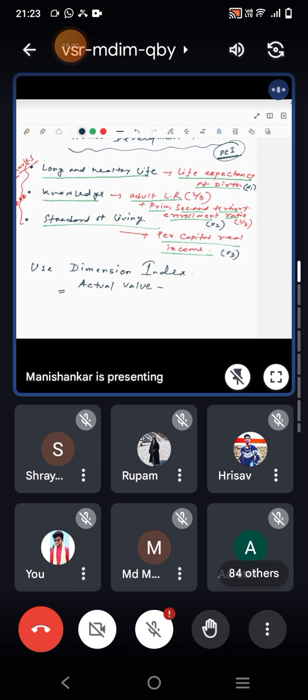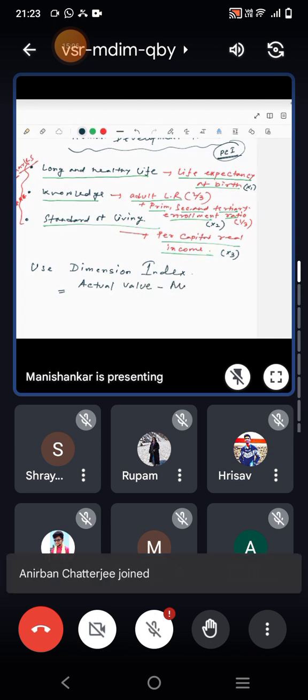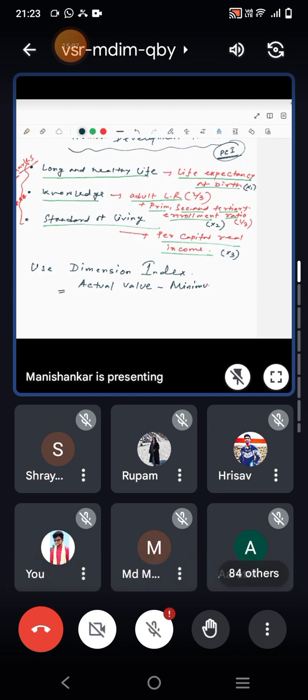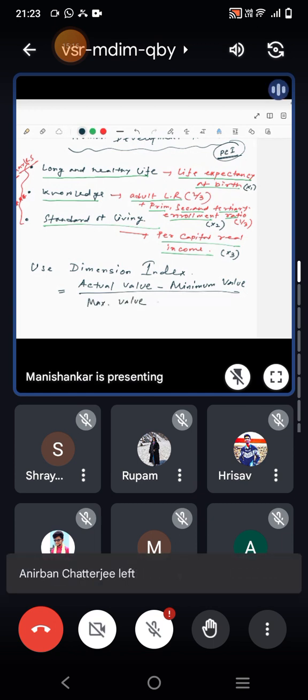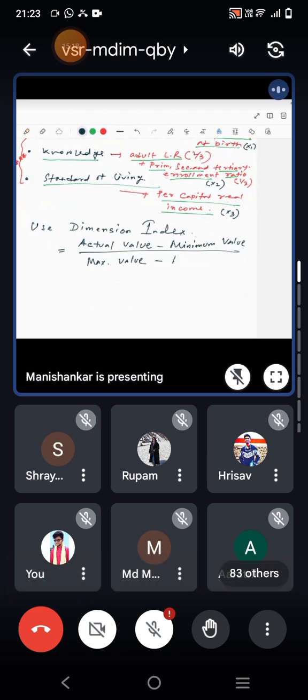Actual value minus minimum value, divided by maximum value minus minimum value. Okay, like interpolation type. Here sometimes you may write it as actual value, like this.